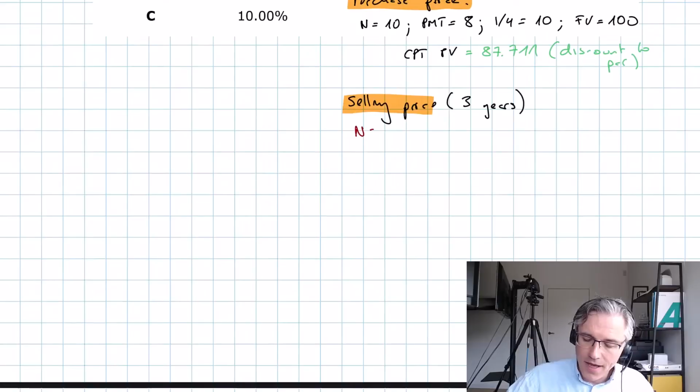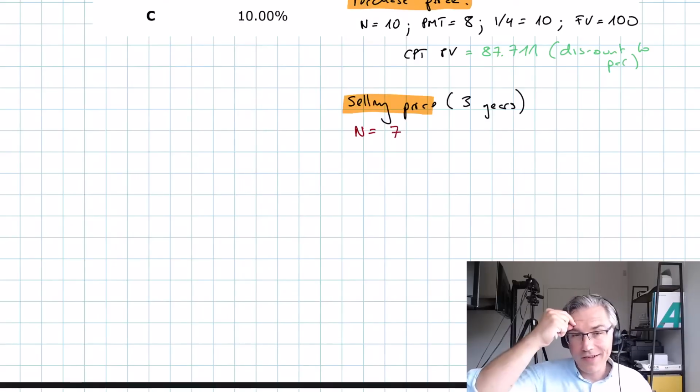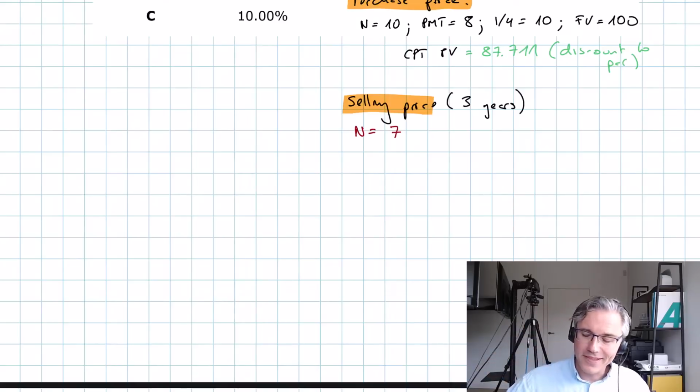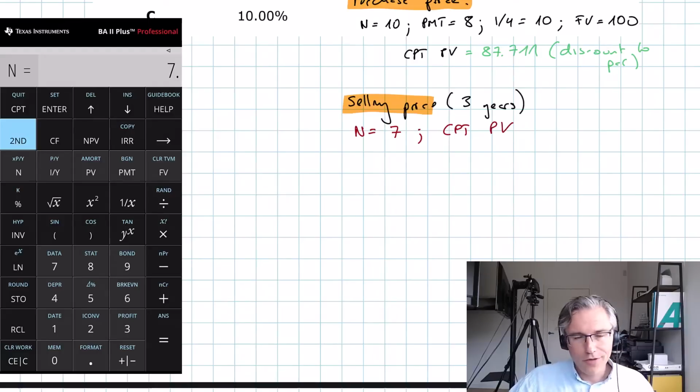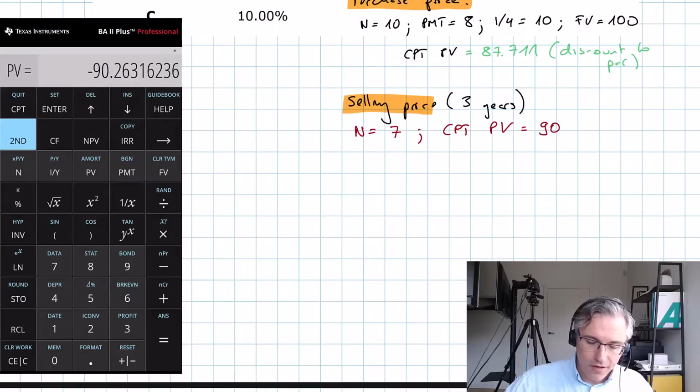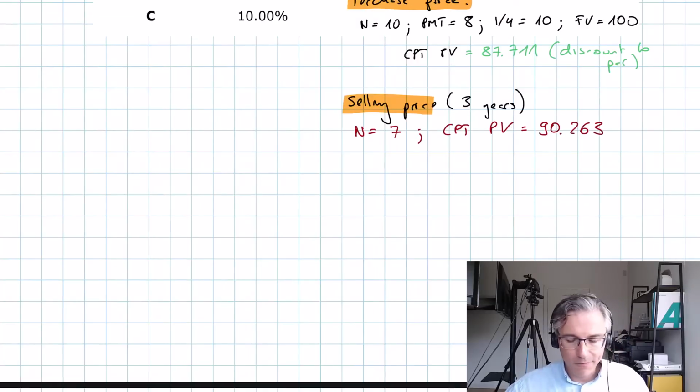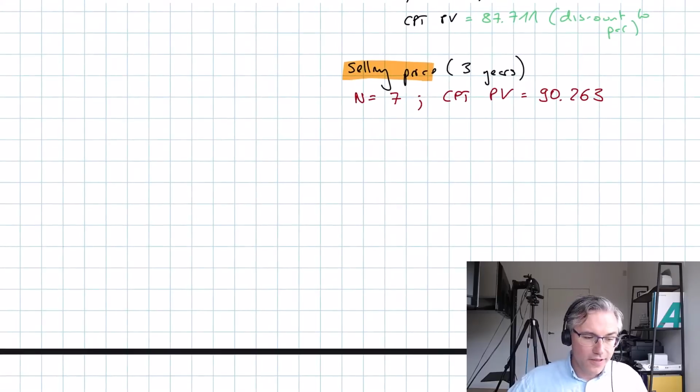Now you need to set N at the time remaining to maturity, so don't do 3 over here. Well, when the bond was sold, it still had 7 years left to maturity, given that it was originally 10, right? Okay, and now, when you override the input 7 for N, CPT PV. I of course didn't clear my time value of money worksheet, so I still have the old inputs there from the previous computation, and you can see that the bond would have been sold for 90.263.